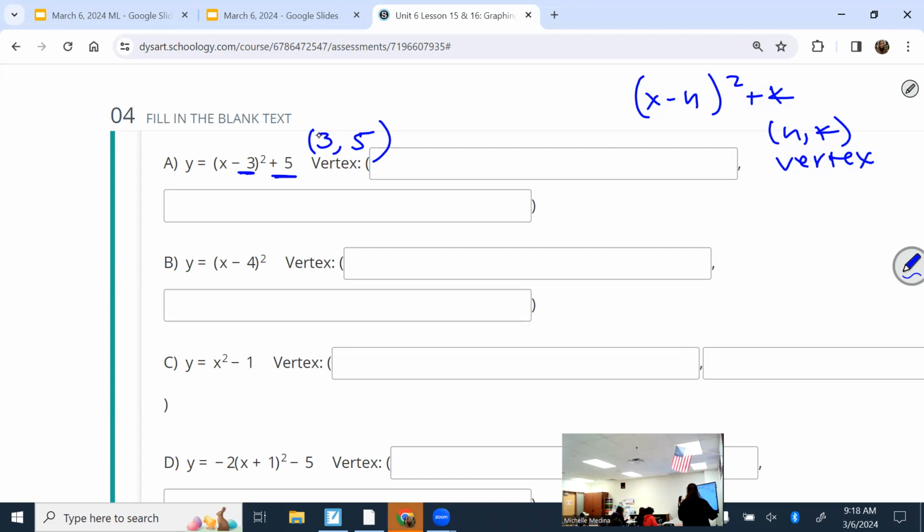Then for the next one, for B, there's a number in parentheses with the x squared. Can you guys not talk? Thanks.